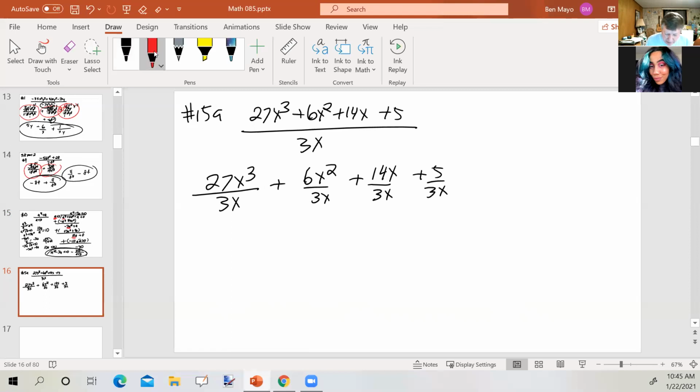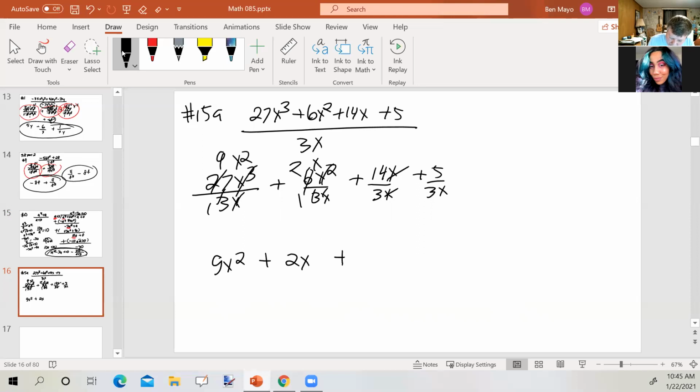And then we go back and we simplify each term, term by term. 27 over 3 is 9 over 1. X cubed over x would be x squared, so we get 9x squared. 6 over 3 is 2 over 1. X squared over x is x, so 9x squared plus 2x. 14 over 3 doesn't reduce. X over x reduces down to just 1, so plus 14 thirds. And finally, the last term doesn't change at all.